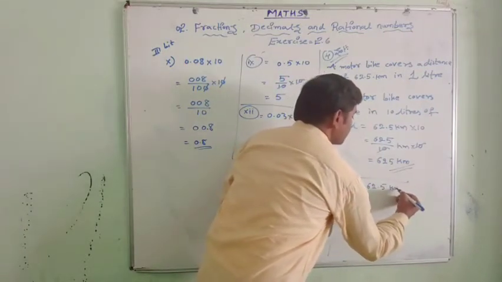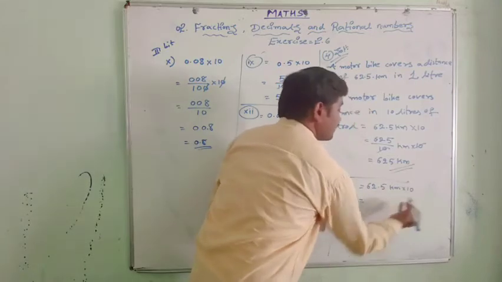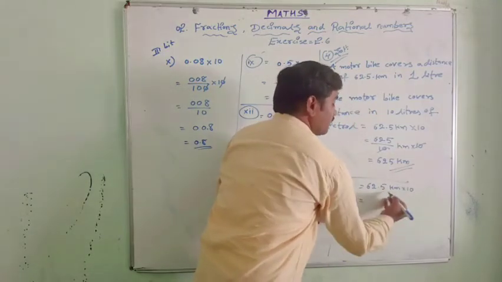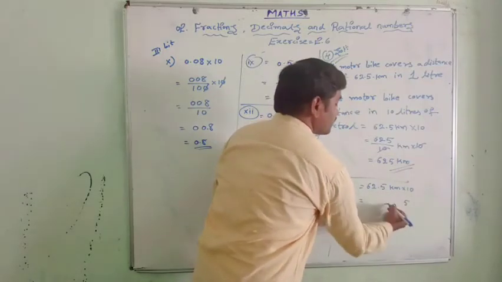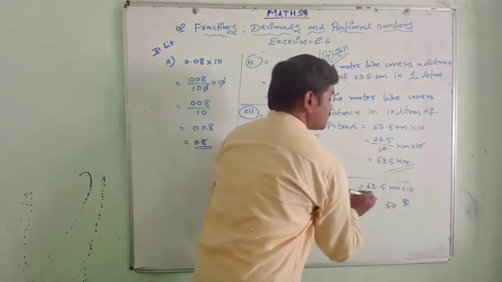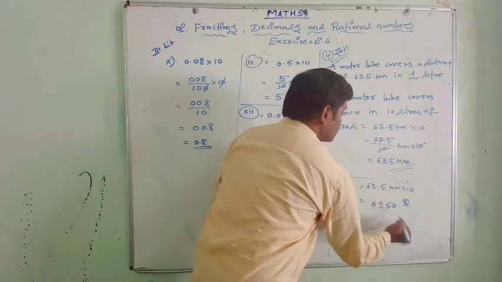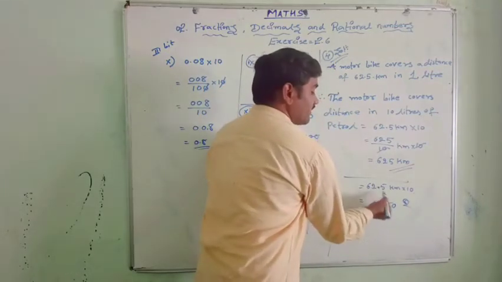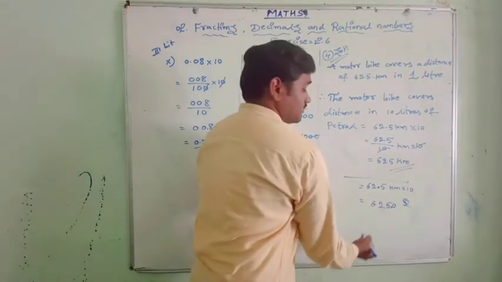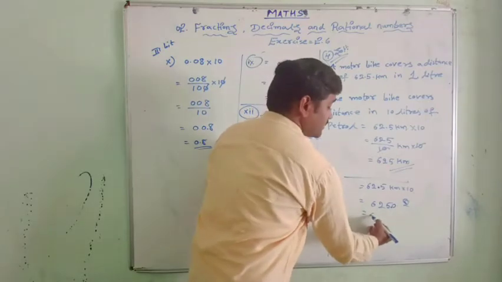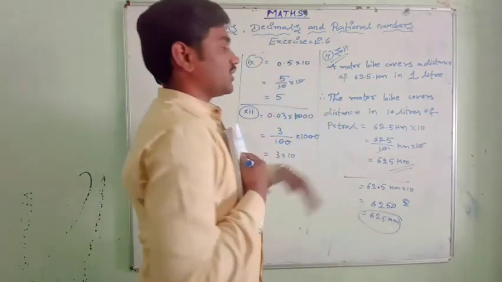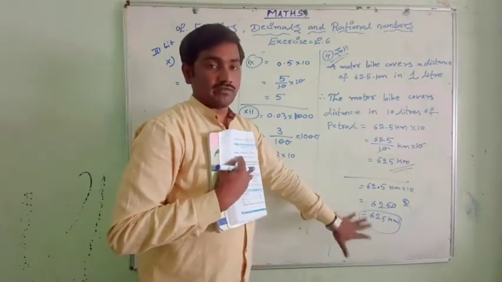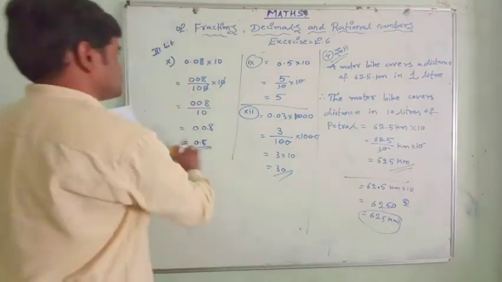Or directly, 62.5 kilometers into 10. We multiply with 10. 10 5s are 50, 5 carry. 10 2s are 20 plus 5, 25. 2 carry. 10 6s are 60 plus 2, 62. How many decimal digits are there? Only one decimal digit. So give one decimal, that is 625 kilometers. You can do it in this method or the direct multiplication method. You will get the same answer.